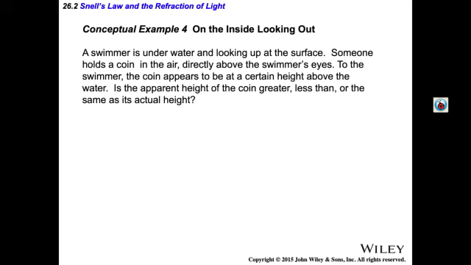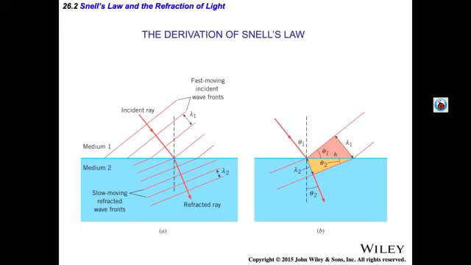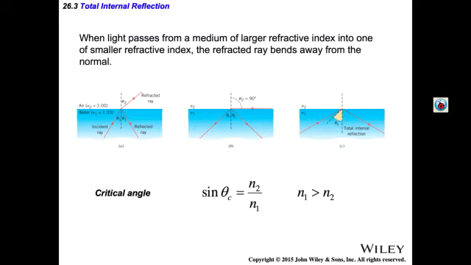Directly to the swimmer, the coin appears to be at a certain height above the water. Is the apparent height of the coin less than or greater than? It's greater than. All right, this is how the displacement works. So they're getting into the theory behind it.